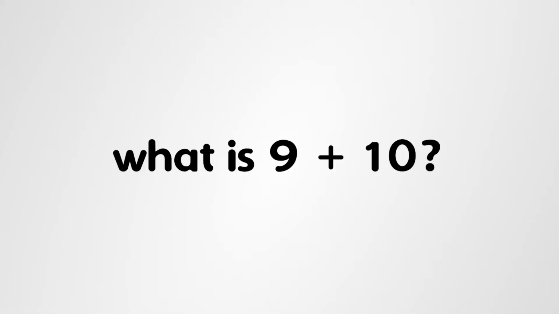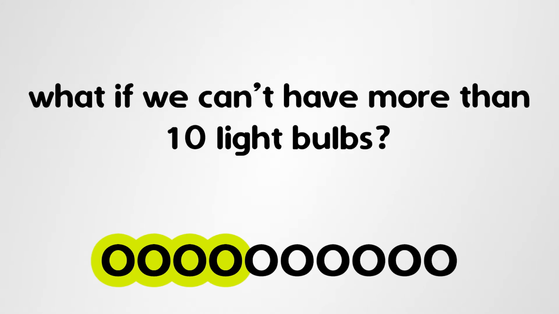Now, let me ask you how we would solve this. What is 9 plus 10? 21. However, let's say our computer can't expand, and we can only have 10 light bulbs. That's a bit of an issue, but if we use binary, we can use just a few of those lights to actually make the number 21. So how does binary exactly work?